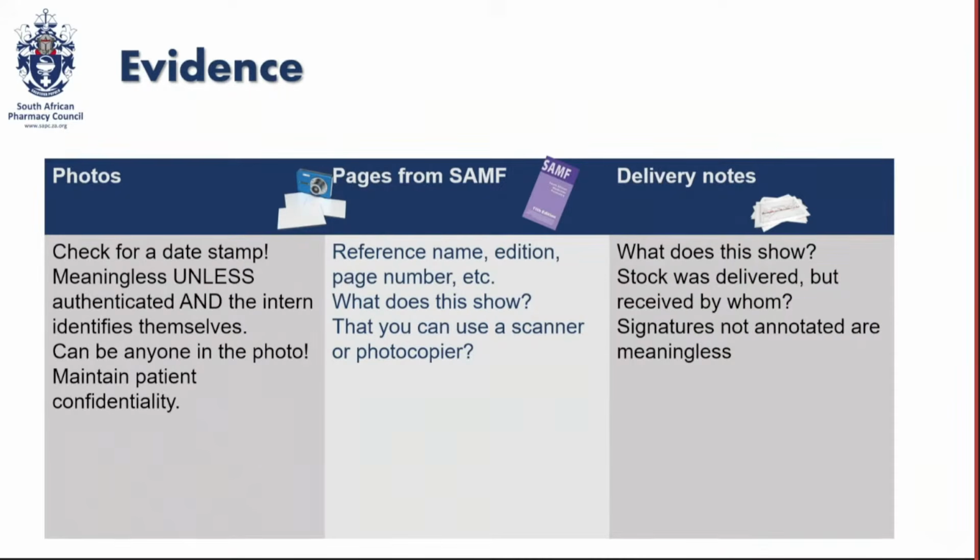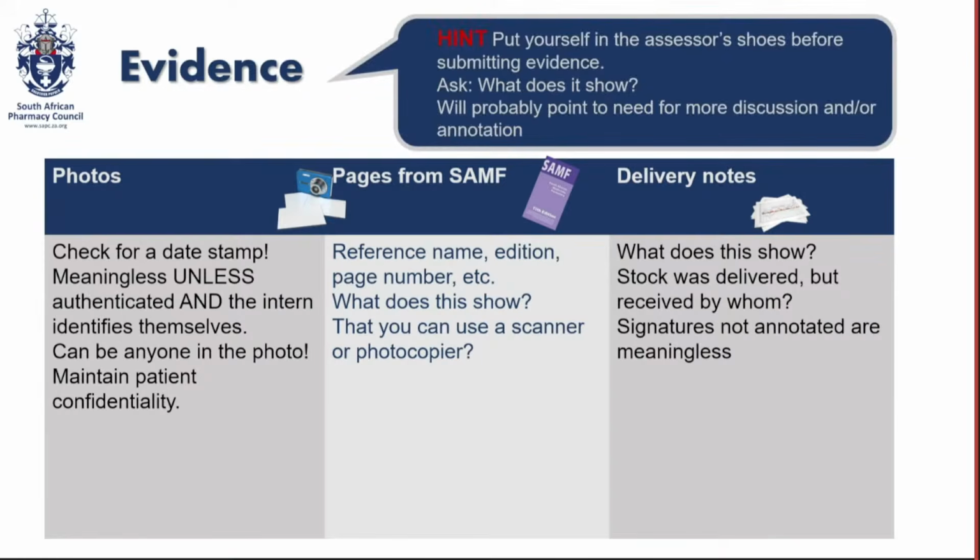Signatures that are not annotated are really meaningless. Whose signature was it? Was it somebody who checked it? Was it the data capture? Was it the delivery person? We're not sure. So it must be clearer when they're describing it.